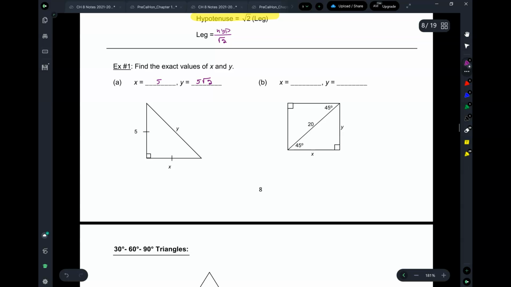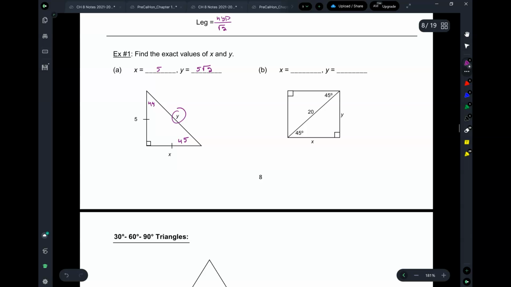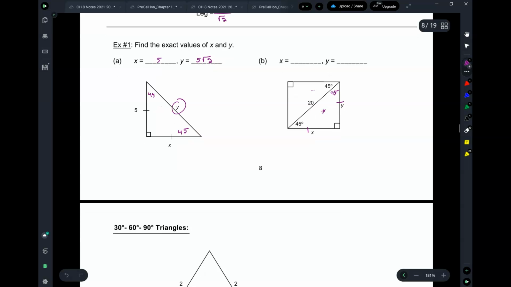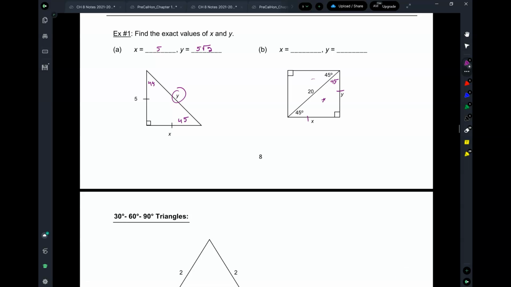5 root 2. Because it's an isosceles triangle, it's a 45, 45, 90. And the hypotenuse is the leg times root 2. Okay, so take a look at this one. You have a 45-degree angle, so these are all 45 degrees. Since in this triangle you have a 45, 45, 90, you know that these two are the same. So what am I given here? I'm given the hypotenuse, right? So I know that the hypotenuse is leg times root 2. Okay, this is the leg.